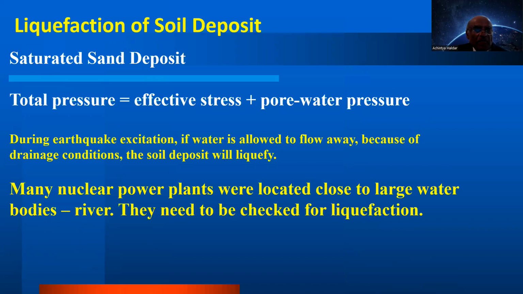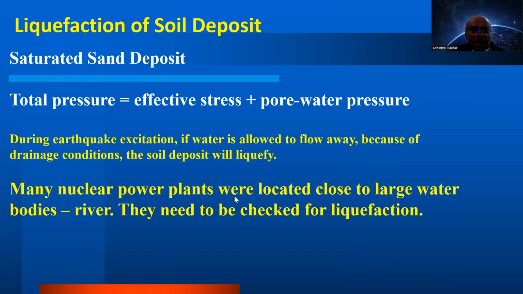Now, the basic concept is that when you apply total pressure, some of it goes to intergranular contact, called effective stress, and the rest to pore water pressure. During an earthquake, sometimes this effective stress tends to 0 and pore water pressure becomes the total pressure, and basically soil acts as a liquid, and that is why structures tilt.